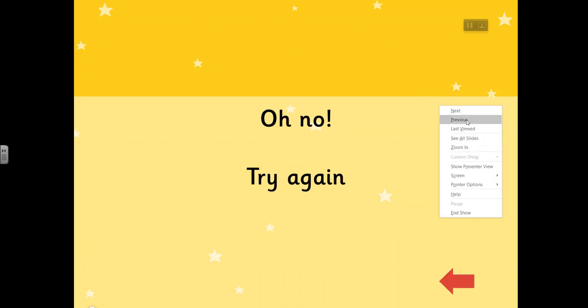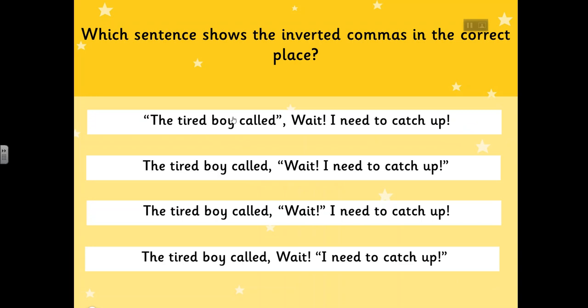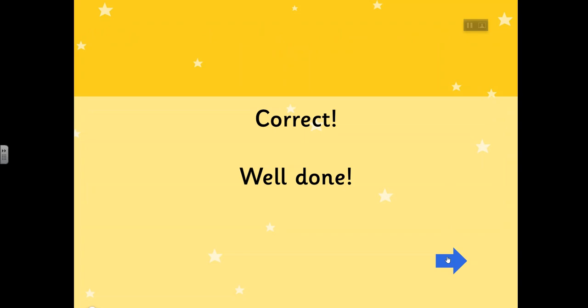The tired boy called. That's my first part of my sentence. My comma to introduce the dialogue. My inverted commas to open the speech. There's two sentences there within the speech, and my inverted commas to close the speech. And that is the correct one.